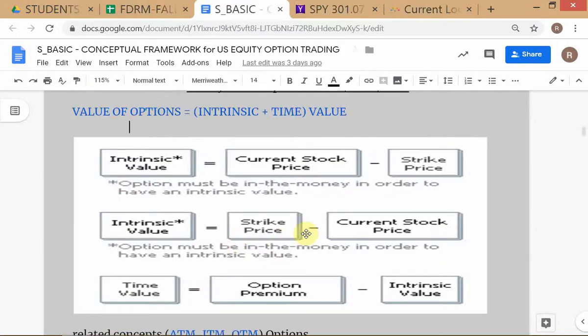So intrinsic value, you can see what it is. Very simple. Now again, they have not defined it correctly. This should have been the asset price, because they have defined it only for stocks. It's actually the same for options on any asset. So this stock should be read as current asset price.